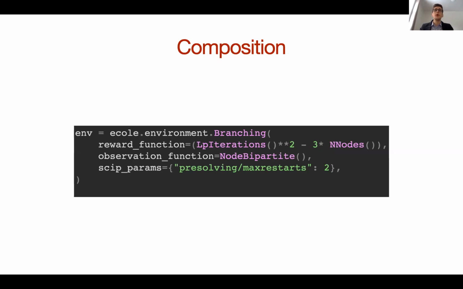And in this example, we can see that we can very easily combine multiple reward functions into a new reward function, into a function of this reward function. And similarly, here we've decided to pick an observation function that is the bipartite graph used by Gasse et al. in 2019, but a user can choose another one or define a new one to get started with the research.